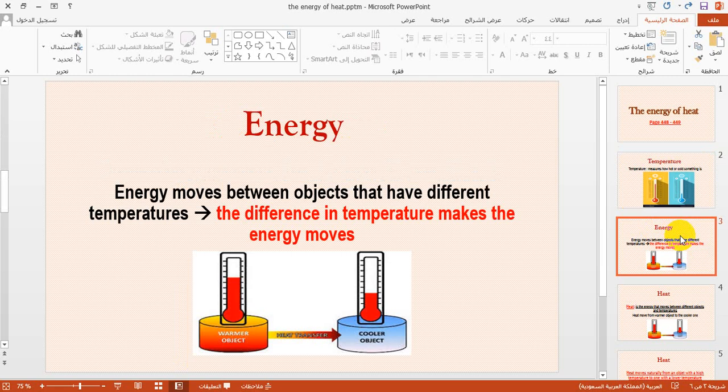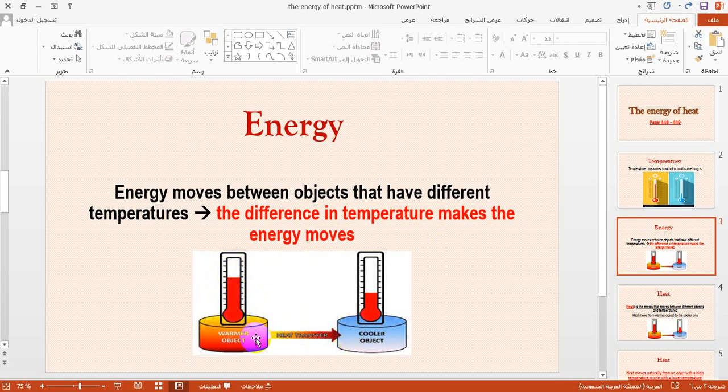Energy moves between objects that have different temperatures. For example, see here. This is the warmer object and this is the cooler object. So the heat starts to transfer from the hot object to what? From the hot object to the cooler object. So the difference in temperature makes the energy move. Why? Because of the difference in temperature: here is hot, here is cold.